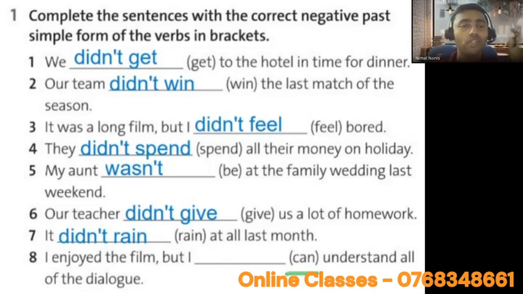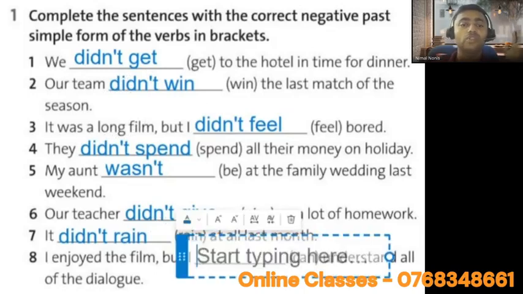Okay, in all the other examples you can see that within brackets what they have given is a verb. Always it's a verb. But here what they have done is they have given a modal. This is not a verb. Actually, this is a modal. So if it is a modal like can, in the past tense negative, you don't use didn't. You write the negative past of can.